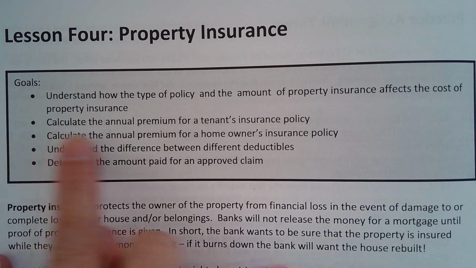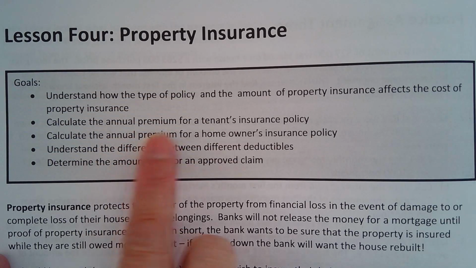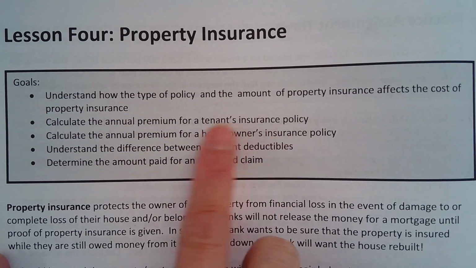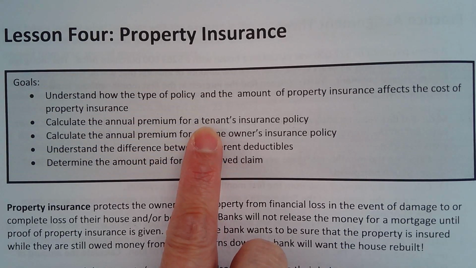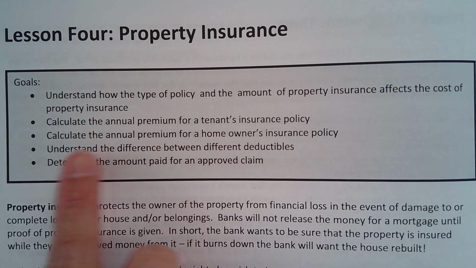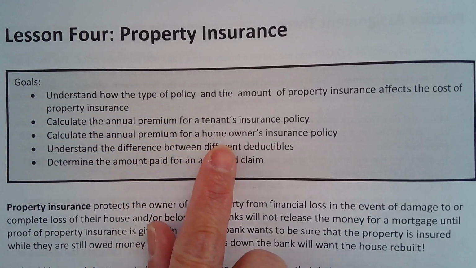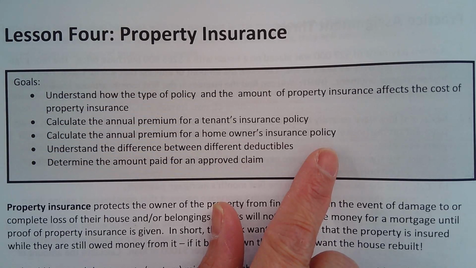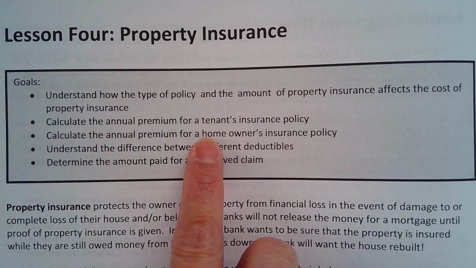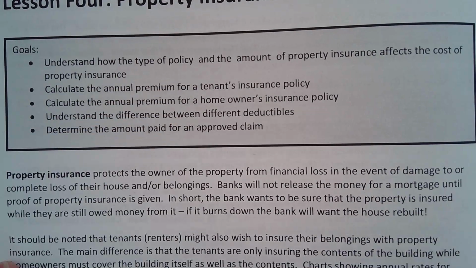Number 2, calculate the annual. What does the word annual mean? Yearly. Calculate the annual, or yearly, premium for tenant insurance, because there's a difference between tenant insurance and homeowner's insurance. A tenant is somebody who's renting a property. And then calculate the annual premium for homeowner's insurance. Homeowner insurance means somebody who owns the home. What's the difference between those two?